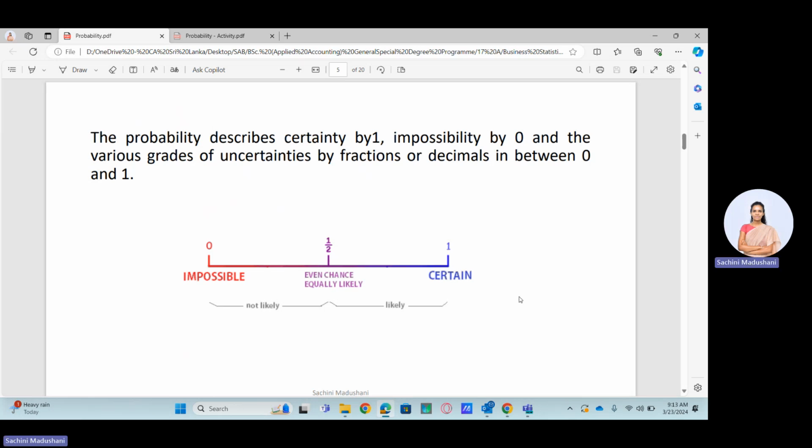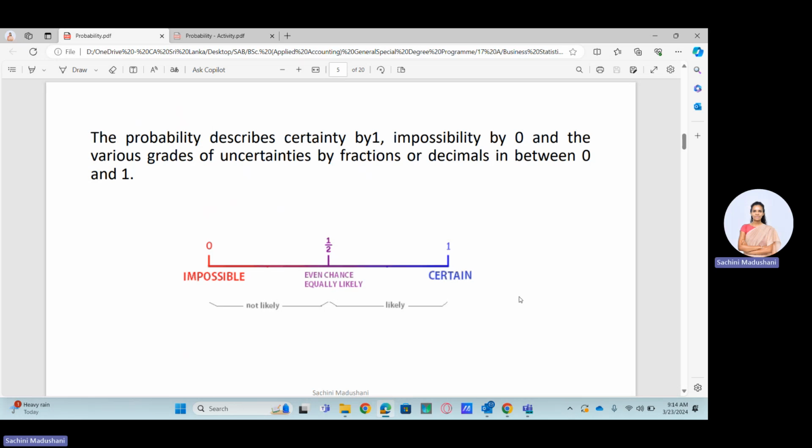Half. Then we toss a coin. What is the probability of getting a head or a tail? There is an equal chance, so the probability value is half, 0.5. Then moving toward 0, the event is not likely. Values greater than half and approaching 1 mean there is more chance of it happening.